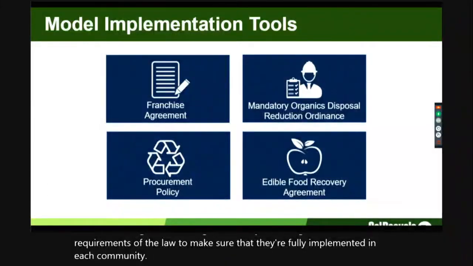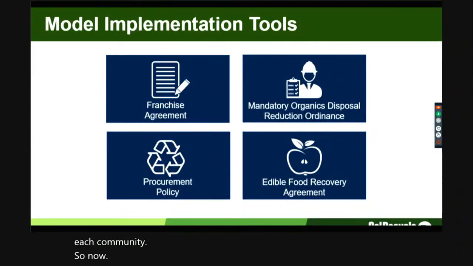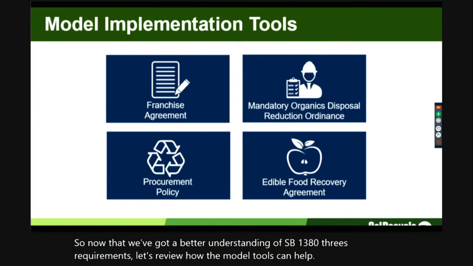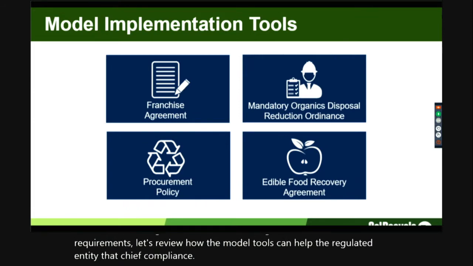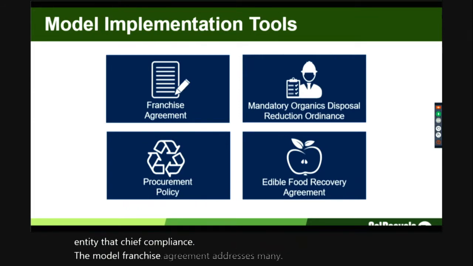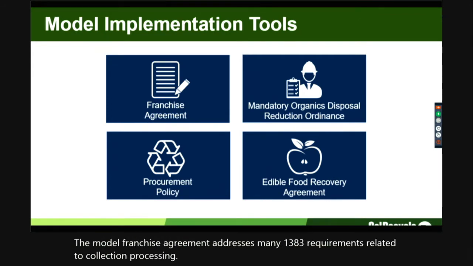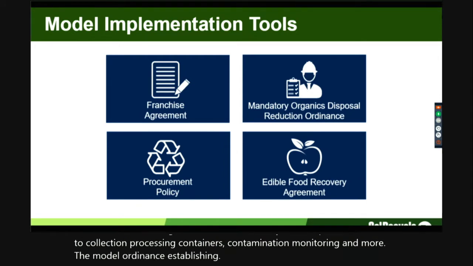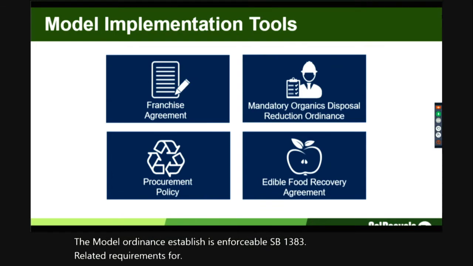One slide too many. So now that we've got a better understanding of SB 1383's requirements, let's review how the model tools can help the regulated entities achieve compliance. The model franchise agreement addresses many 1383 requirements related to collection, processing, containers, contamination monitoring, and more. The model ordinance establishes enforceable SB 1383 related requirements for organic waste generators, haulers, and the other regulated entities under the law.